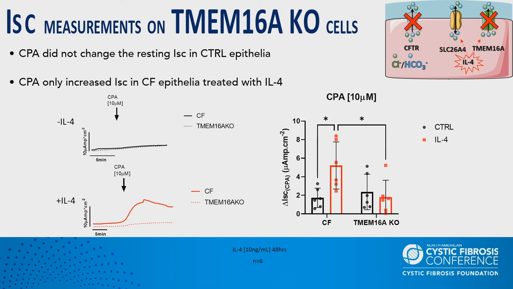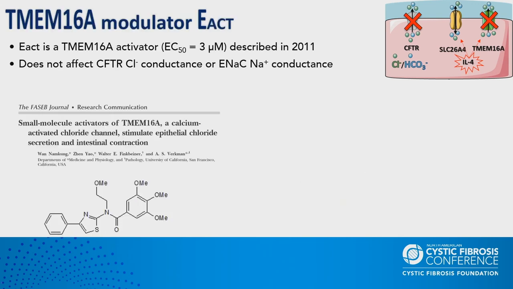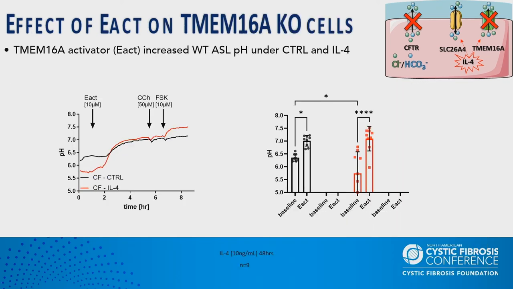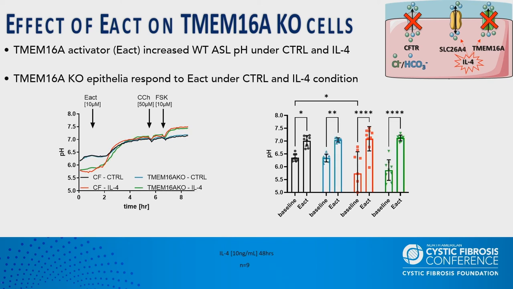Then I wanted to investigate more the activity of TMEM16A using a TMEM16A modulator, and I decided to use EACT. That's been described as a specific TMEM16A activator. However, it has already been published that it has some off-target effects. So when I added EACT on my CF epithelia, I found that there was a significant alkalinization in both normal and inflammatory condition. More surprisingly, this alkalinization was also present in TMEM16A knockout cells.